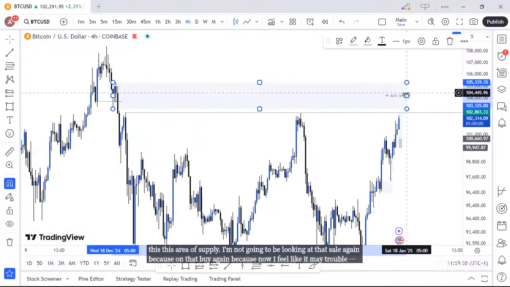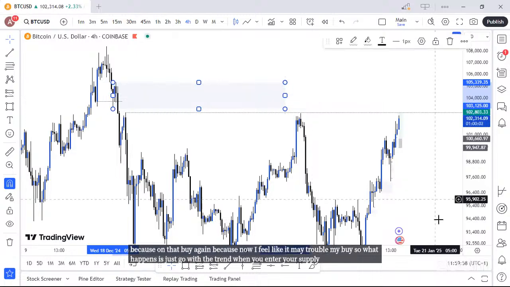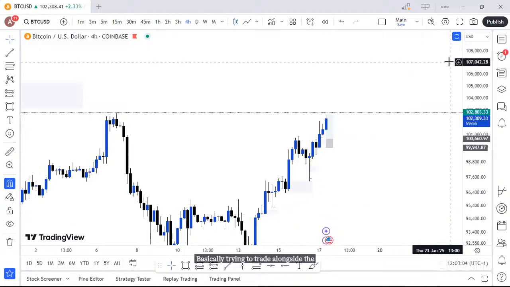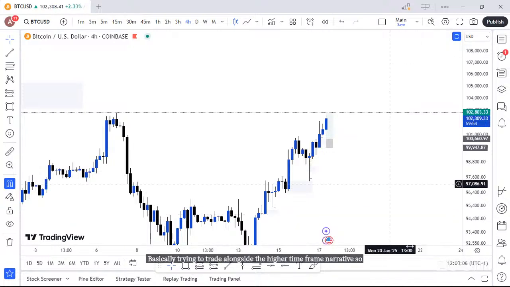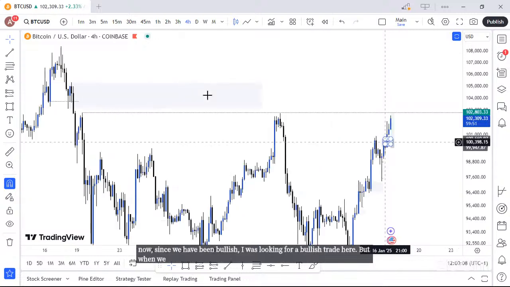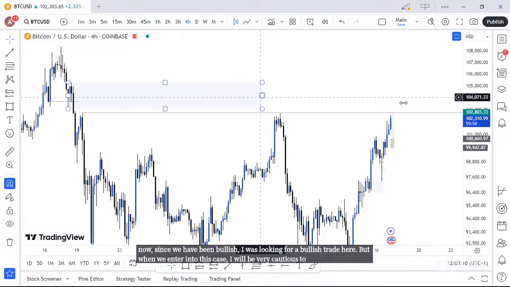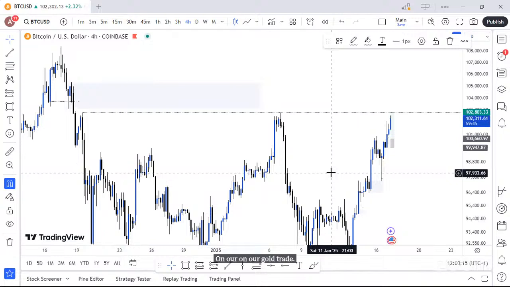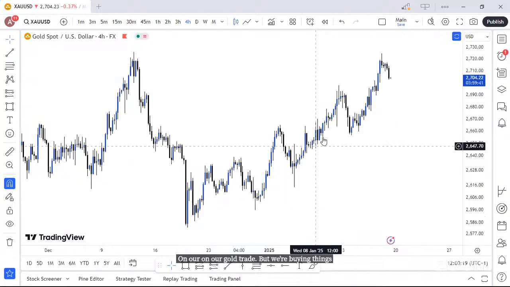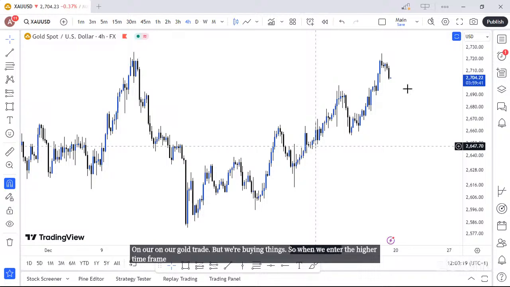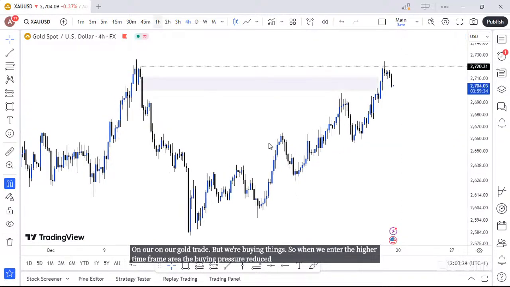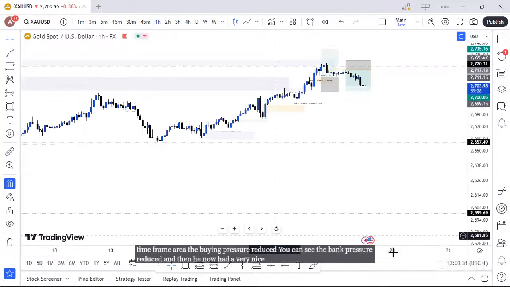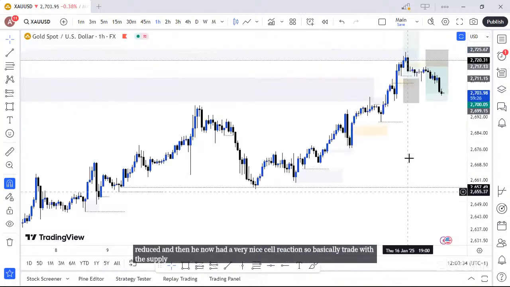So what happens is, just go with the trend. When you enter a supply, reduce the way you look for buys. When you enter a demand, reduce the way you look for sells, because you should be trying to trade alongside the higher time frame narrative. Right now, since we have been bullish, I'm looking for a bullish trade here. But when we enter this place, I will be very cautious about looking for any more buying trades, just like what has just happened on our gold trade. When we entered the higher time frame area, the buying pressure reduced, and then we had a very nice sell reaction. So basically, sell with the supply and buy with the demand.